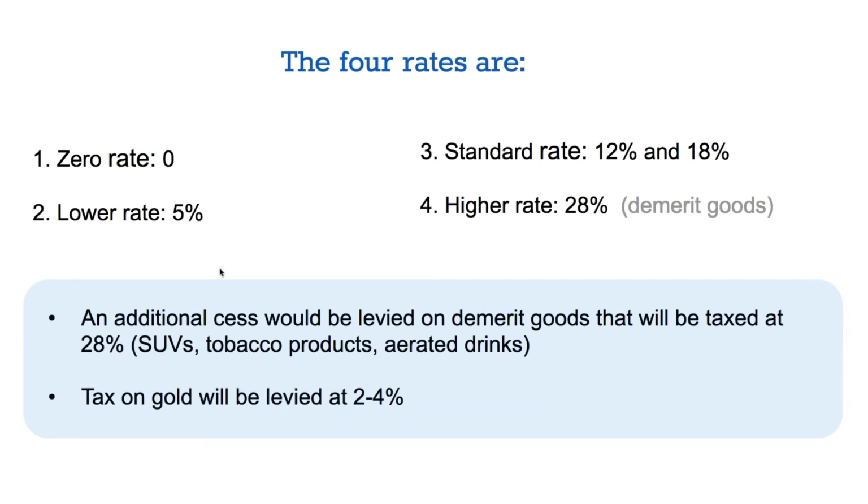And then we have the higher rate of 28%, which would be levied upon demerit goods, goods like SUVs, tobacco products, and aerated drinks. So goods like these are going to face the higher rate. And additionally, luxury goods are also going to attract additional cesses on top of the GST. So that is something to keep in mind. And if you talk about gold, after the GST, a tax of 2 to 4% can be seen on gold.